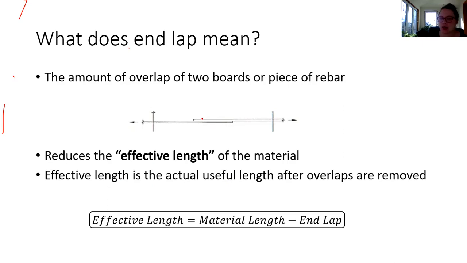So end lap is the amount of overlap between two boards, okay? Because the two boards are overlapped, they're not quite as long as you would expect them to be.